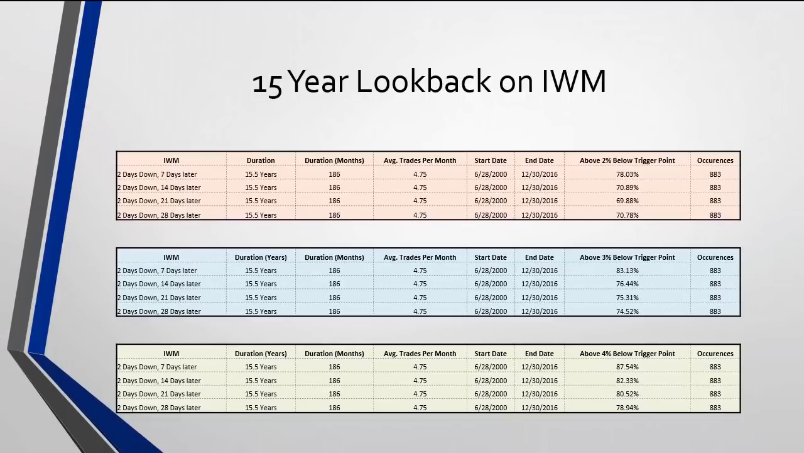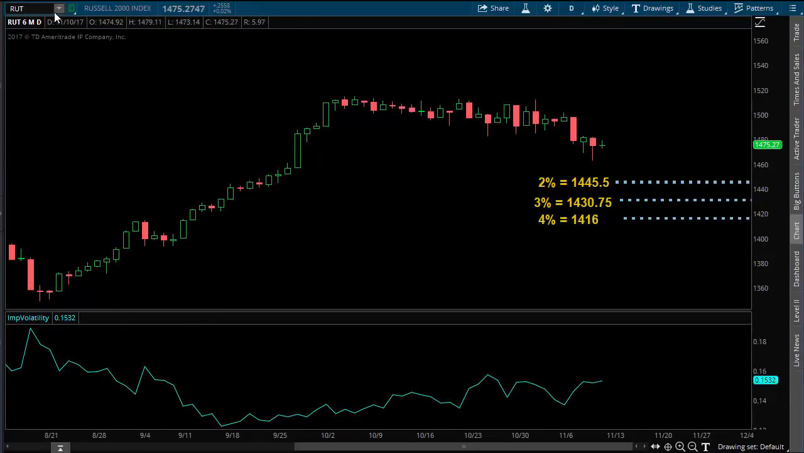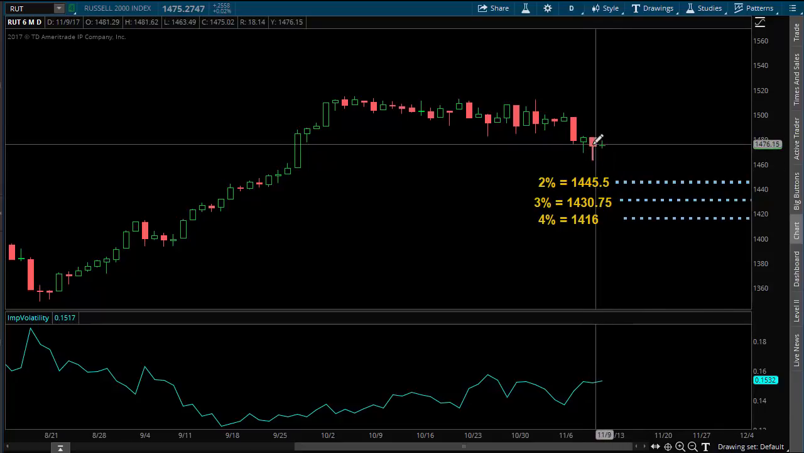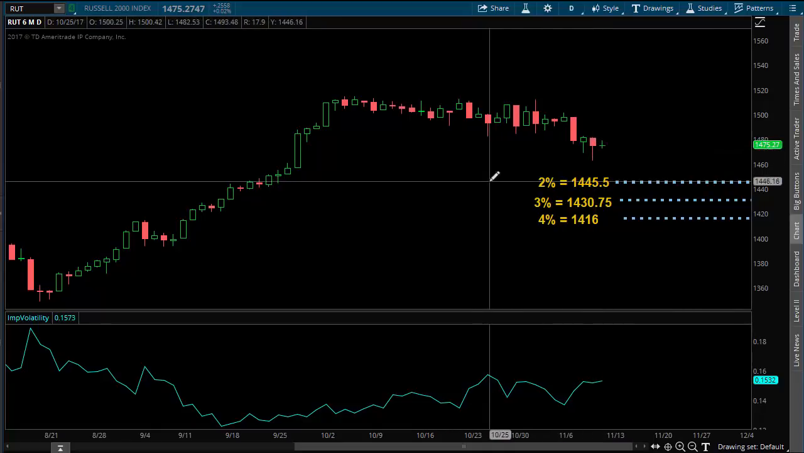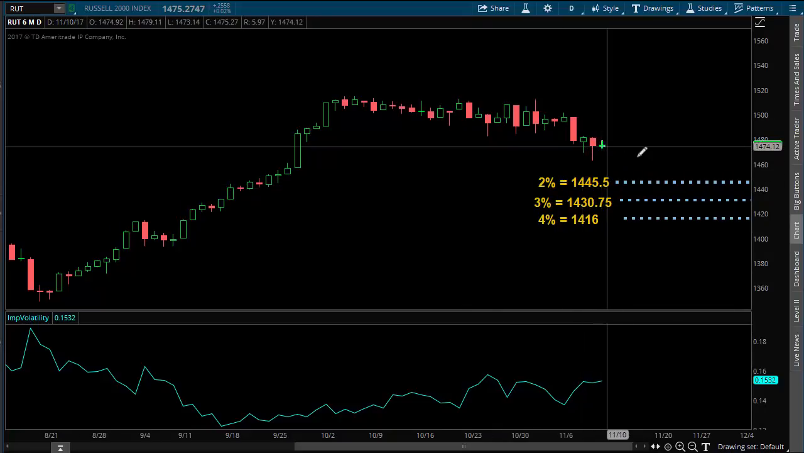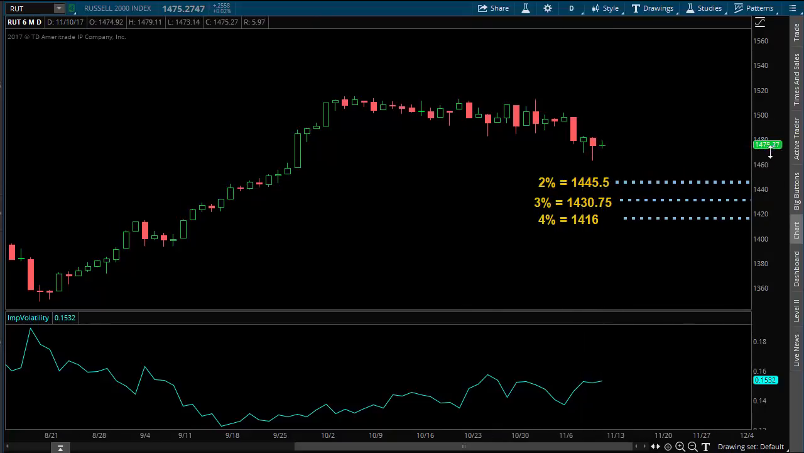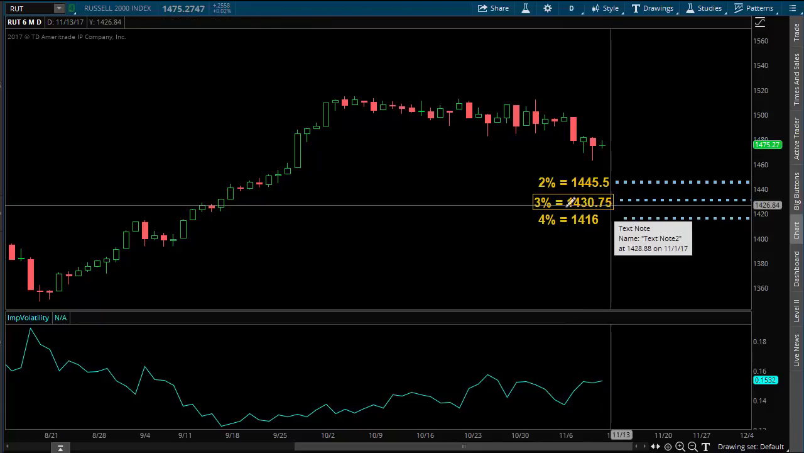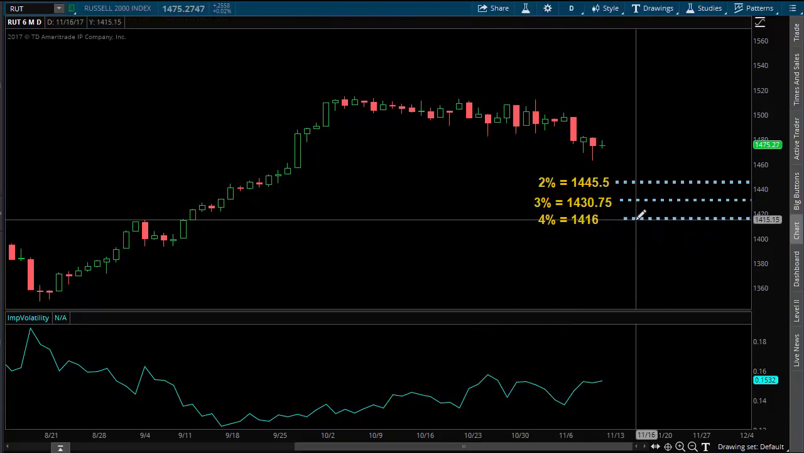Before we go, let's take a look at the RUT right now, as of this video, and the current environment, just to see how you could potentially apply this. First of all, we don't have a 2-day sell-off, but let's pretend for a second that we had a 2-day sell-off yesterday, and these are what the levels would be. So again, the close was 1475 and a quarter. 2% lower is about 1445 and a half. 3% lower is about 1430 and 3/4, and 4% lower is about 1416.